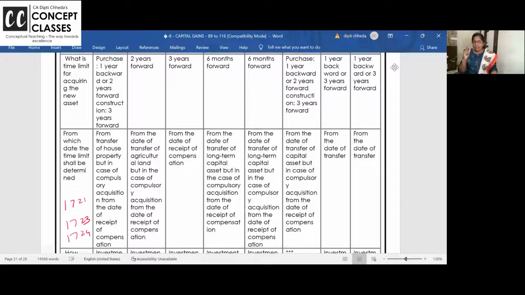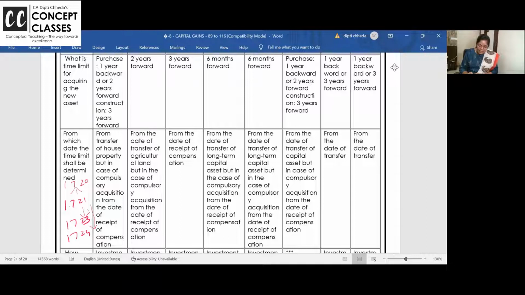I'm going to take an oral viva for these sections tomorrow. अब बहुत मजा आएगा, आप लोग कोरस में आंसर दोगे, बट आज ध्यान से पढ़ो. From the date of transfer, 1-2 years forward, purchase the new house, and if you're constructing, 3 years में कर लो, or 1 year backward. You may have purchased the house in 20, and sold it later in 21.